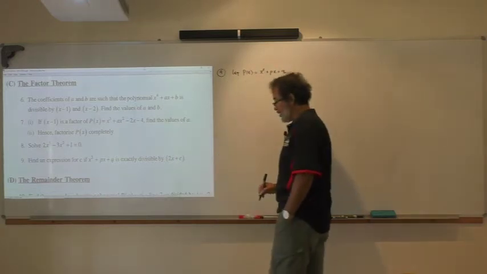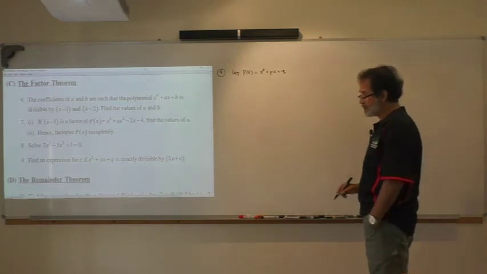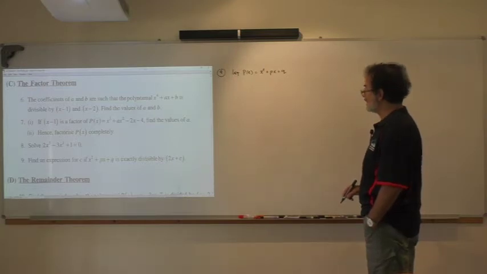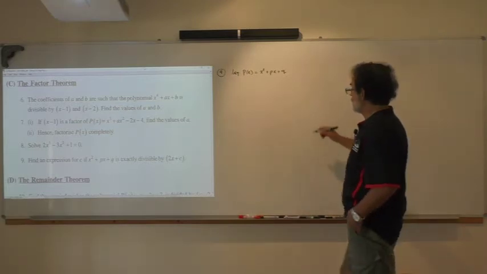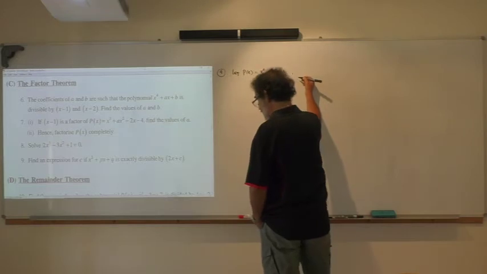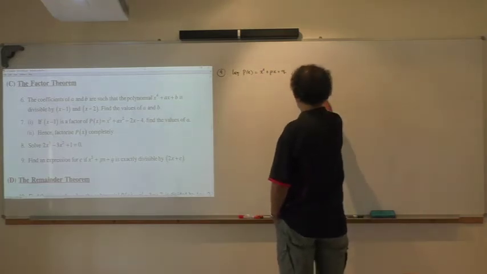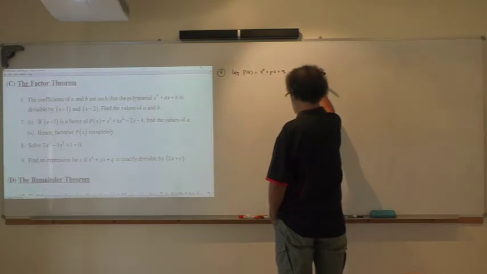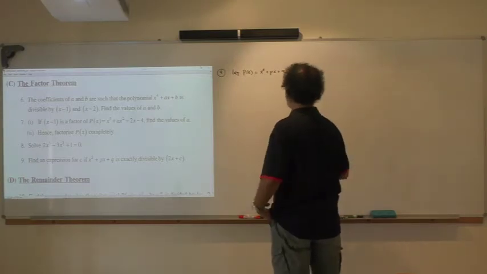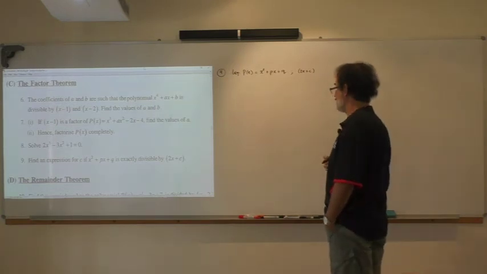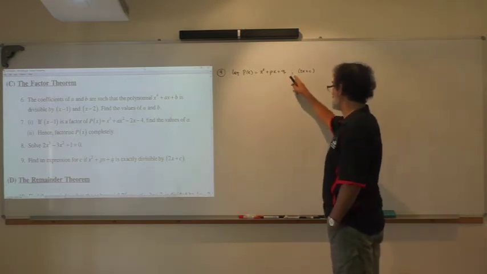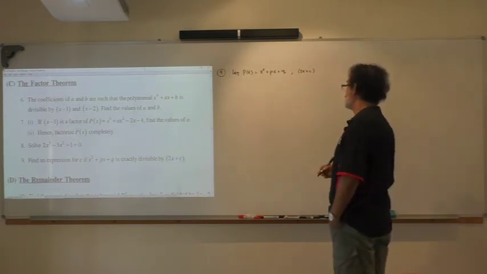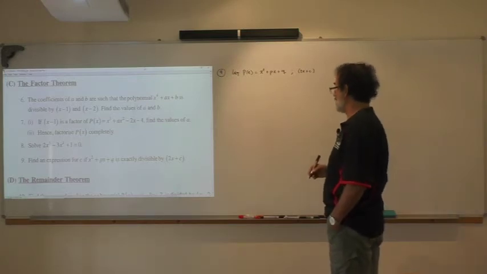Okay, so we're going to say let p of x equal that polynomial, x squared plus px plus q. Right. Okay, and then we have to find an expression for c. So this is the polynomial. This polynomial is exactly divisible by 2x plus c. All right, this is important, very, very important. Because this polynomial is exactly divisible by this, that means that 2x plus c is a factor of the polynomial.